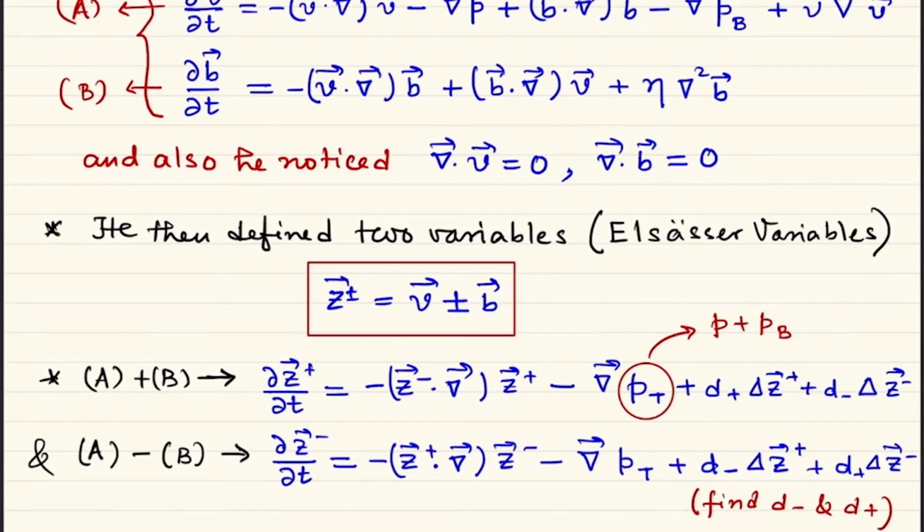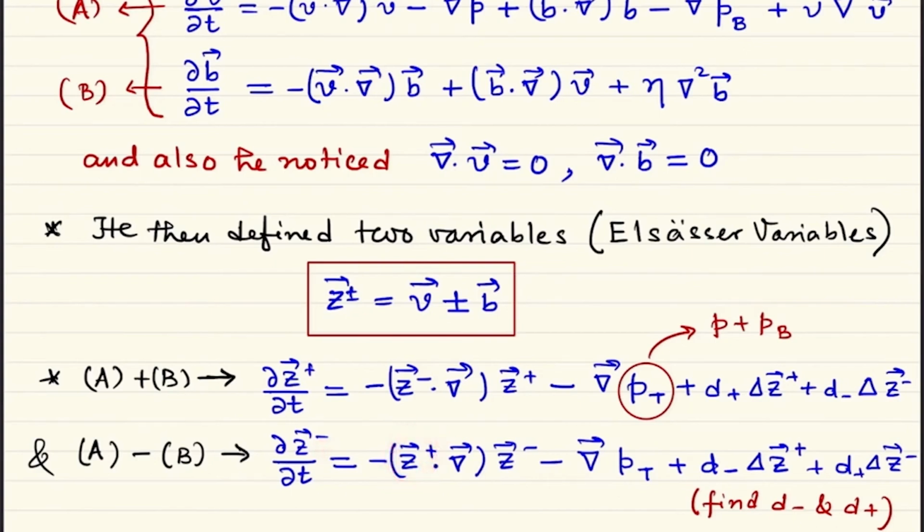Now the interesting thing is that we now have the evolution equation for two variables, which are the Elsasser variables Z plus and Z minus. For Z plus, you see that the advective term contains Z minus, and for Z minus, the advective term contains Z plus.